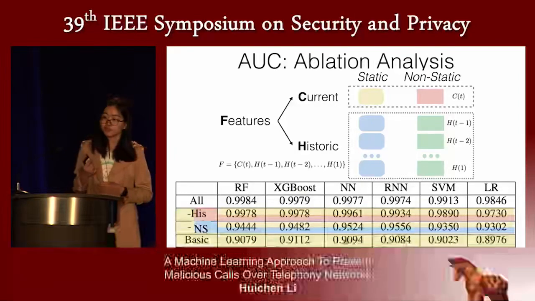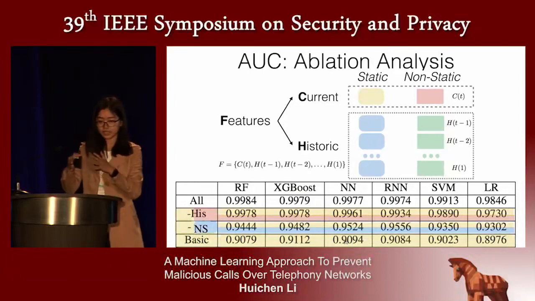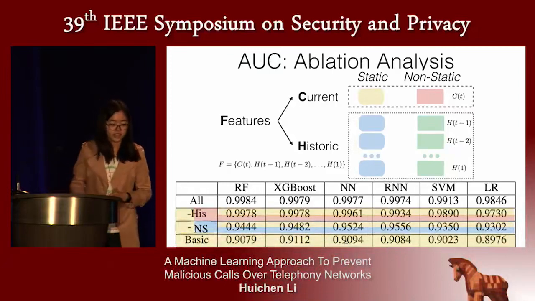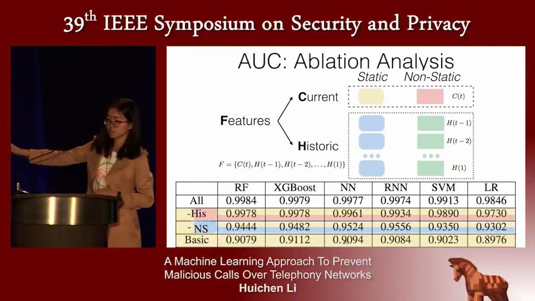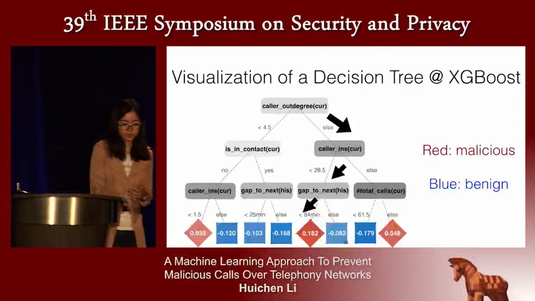But if you want more efficiency in computation, you can just use the current static and non-static feature vector, and we don't consider the historic features. And you can see the AUC scores are very similar to if we use all the features.